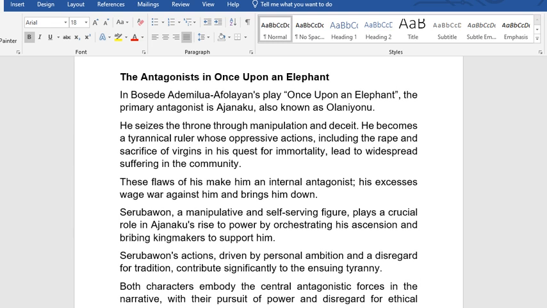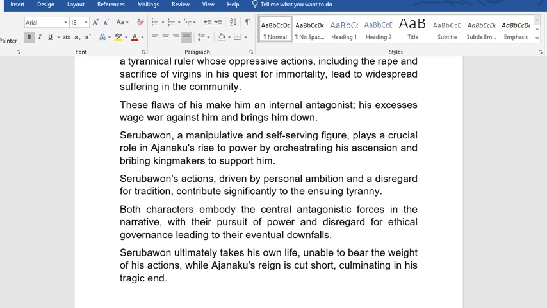He seizes the throne through manipulation and deceit. He becomes a tyrannical ruler whose oppressive actions, including the rape and sacrifice of virgins in his quest for immortality, led to widespread suffering in the community. These flaws of his make him an internal antagonist. You remember we have explained the types of antagonists. So the antagonist we have here is an internal one. His excesses wage war against him and bring him down.